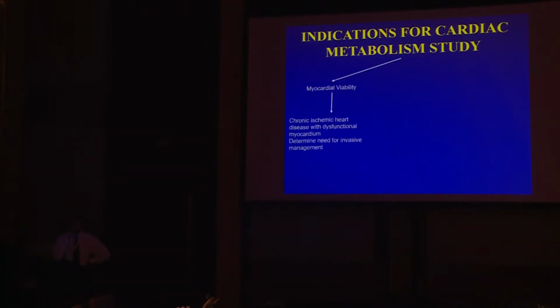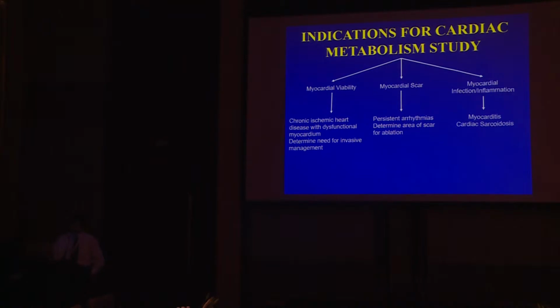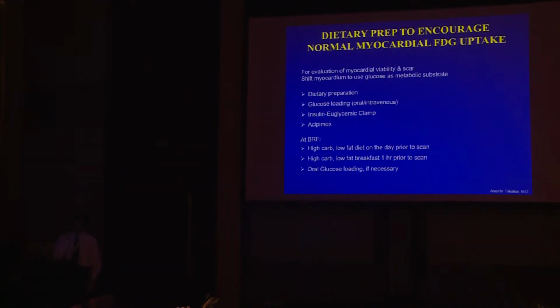If you're looking at viability, say in patients with chronic ischemic heart disease with dysfunctional myocardium, or in conditions where you want to evaluate for a scar, say for persistent arrhythmia where you want to do an EP procedure for ablation, versus infection and inflammation like cardiac sarcoidosis: when you're looking for viability or scar, you actually want to encourage the normal FDG uptake in the heart. Whereas here, you want to suppress the normal FDG uptake in the heart. So the patient preparation is completely different.